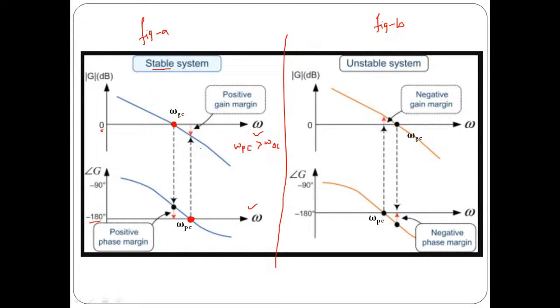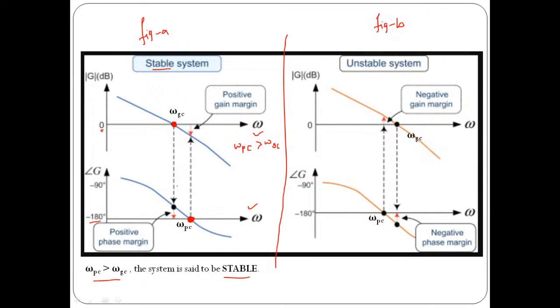In the same way, see here, omega PC is more than omega GC, the system is said to be stable. And we also make a comment on gain margin and phase margin. Now let us try to calculate what will be the gain margin and what will be the phase margin.